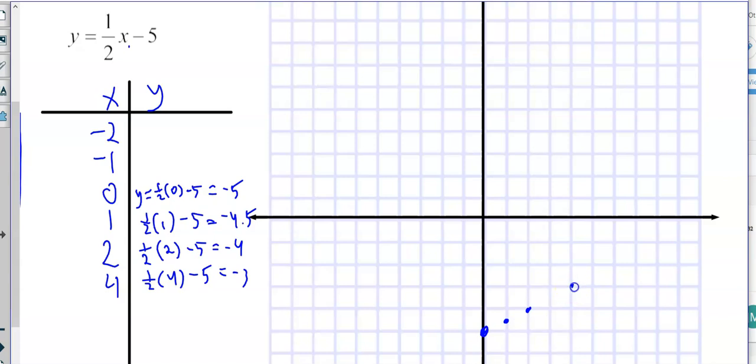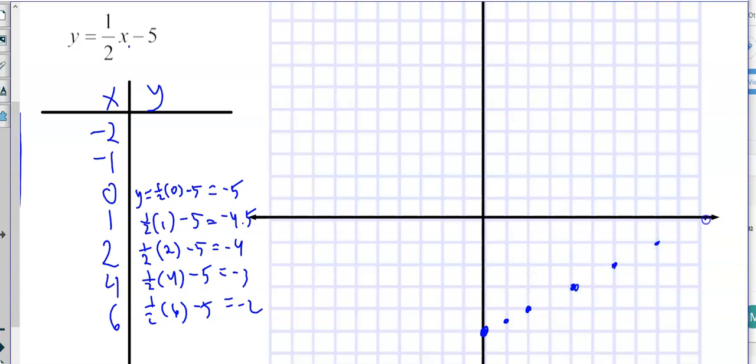1, 2, 3, 4, -3. That works. Let's try 6. Half of 6 is 3, minus 5 is -2. Looks like there. You can probably tell we have enough points here to go ahead and graph it. Can you tell the slope? It looks like it's going up 1 over 2, up 1 over 2, up 1 over 2.